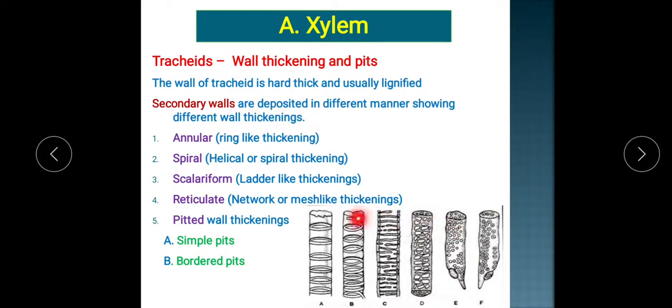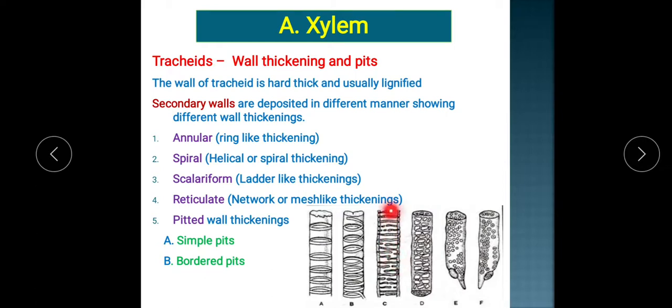In this diagram, you can see there are different types of secondary wall thickenings. First one is the annular, which is a ring-like thickening. In the first diagram you can see the thickening is in the form of a ring. When the ring-like thickening is present, it is called an annular type of wall thickening. Then the second one is called spiral, which includes the helical or spiral type of thickening.